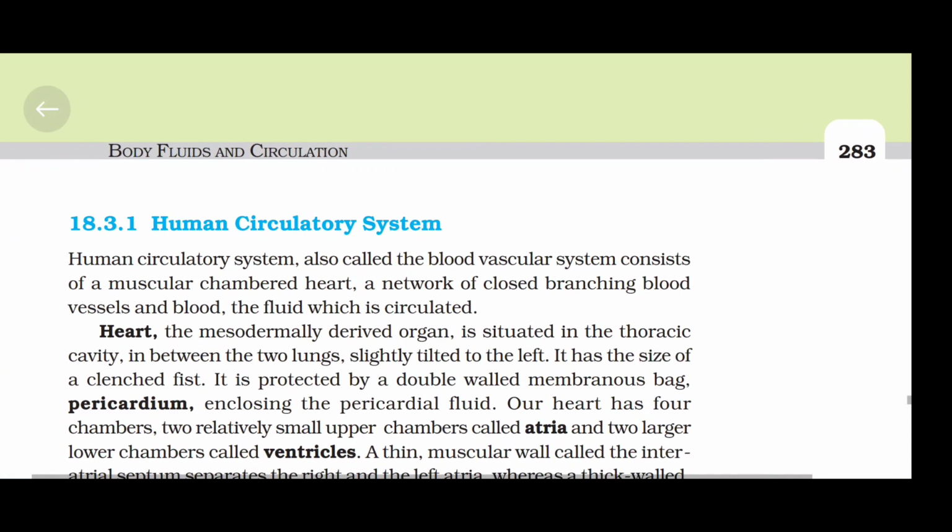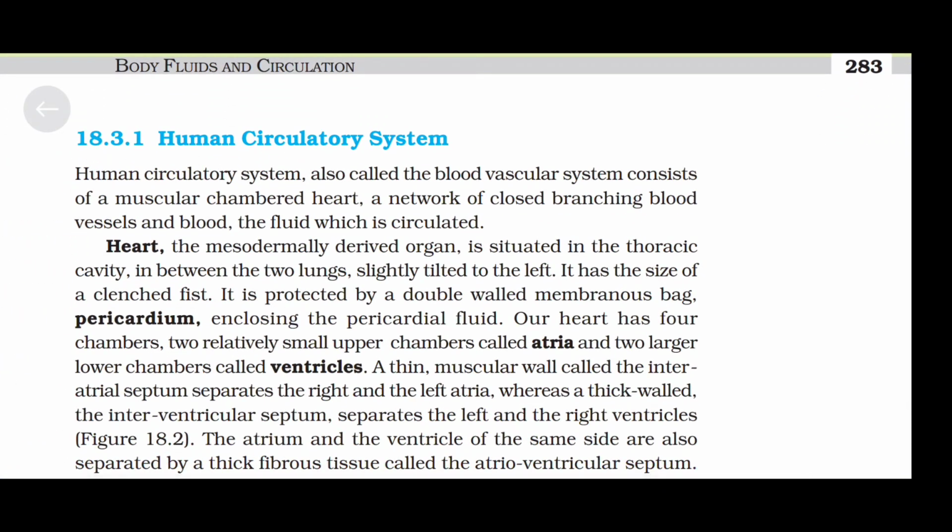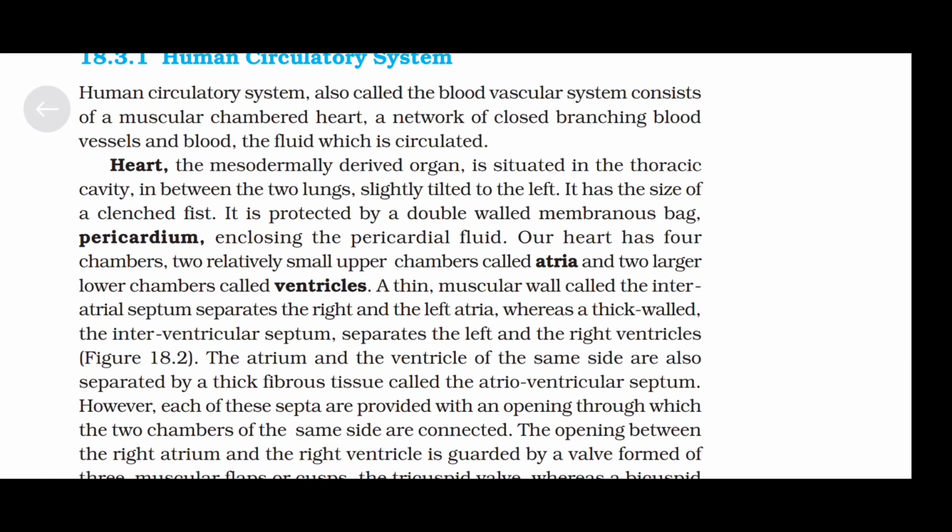Human circulatory system. Human circulatory system, also called the blood vascular system, consists of a muscular chambered heart, a network of closed branching blood vessels, and blood, the fluid which is circulated. Heart. The mesodermally derived organ is situated in the thoracic cavity in between the two lungs, slightly tilted to the left. It has the size of a clenched fist. It is protected by a double-walled membranous bag, pericardium, enclosing the pericardial fluid.